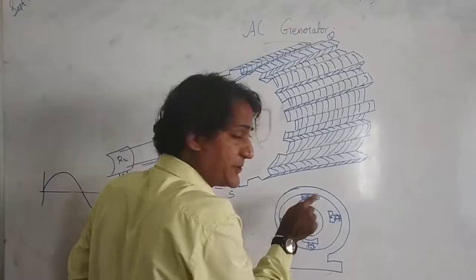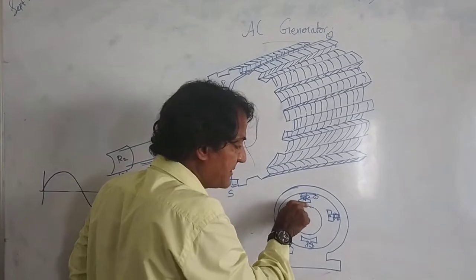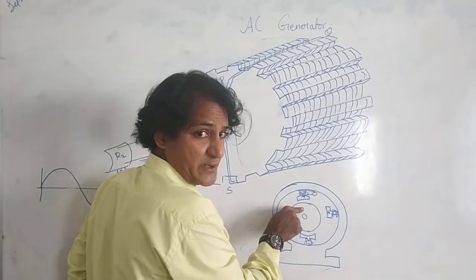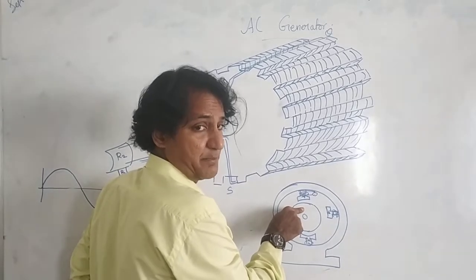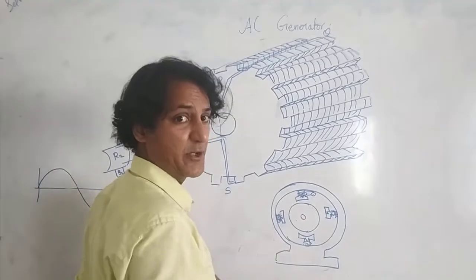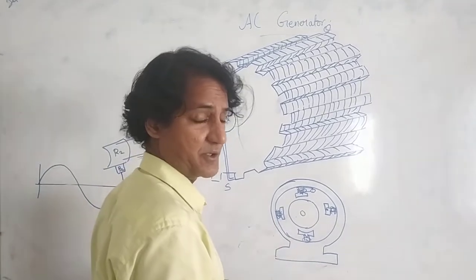Now there should be a small gap between the pole and the armature, so that more magnetic flux can be produced as the armature rotates. So it cuts more number of magnetic lines, right?